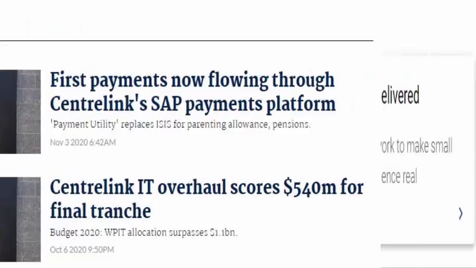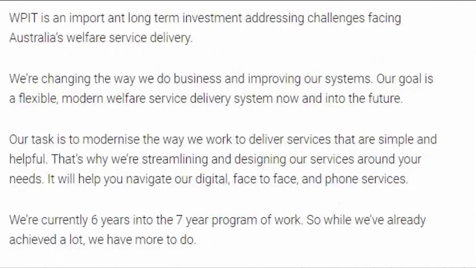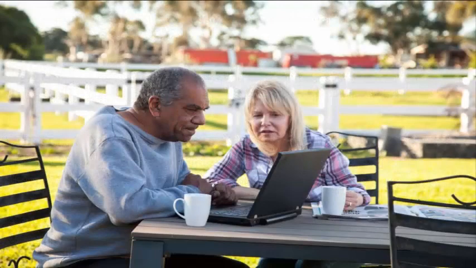Wpit is hybrid. It's licensed to some board in the Philippines, and there are a lot of programs for the same. Basically it is a payment portal where you can see how the payment flows through the Centrelink SAP payment platform. There's a lot of news about Wpit which you can use. There's a lot of news about the companies, about the tech.